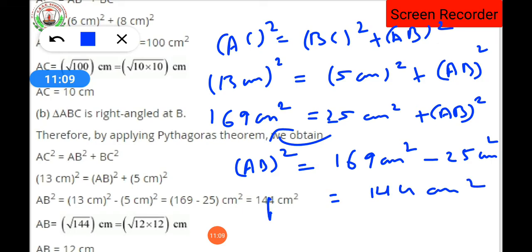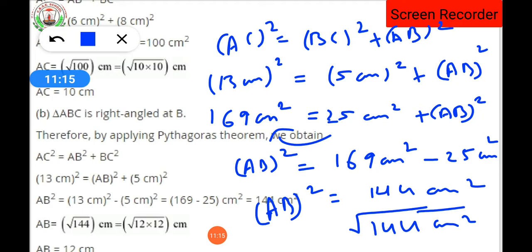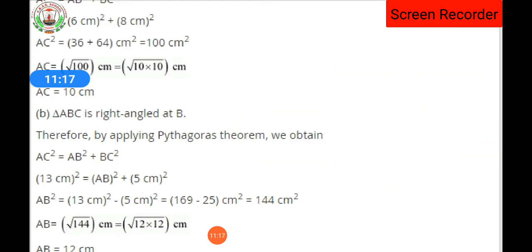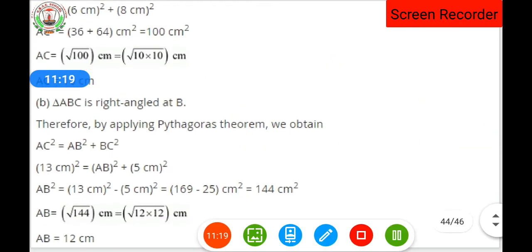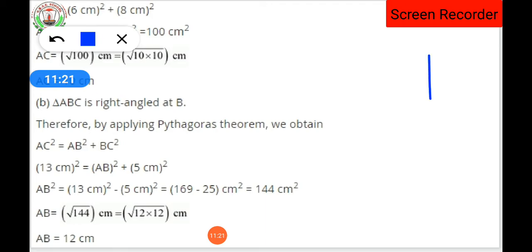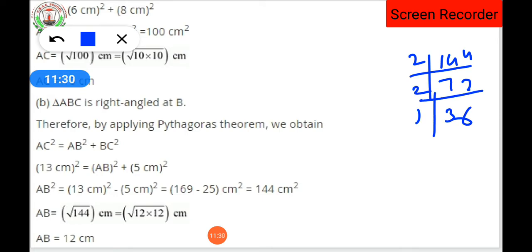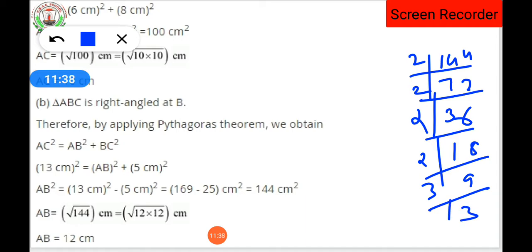Now what you have to do is, you have to find out the square root of 144 centimeter square. So dear student, how to find the square root of 144? You can see, use the prime factorization method. 144: so 2, 72. Again 2, here it will be 36. Then 2, here it will be 18. Again 2, here it will be 9. Then 3 and 3. Okay.